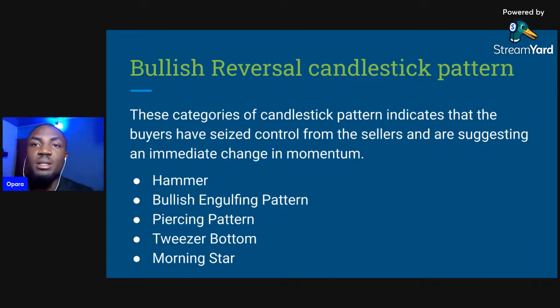Now, there are different types of bullish reversal candlesticks, a lot. I'm just going to give you a few. I won't say much about them because these are things that you need to go and discover yourself, right? But I'm going to give you some guide that can help you understand it better. So we have the hammer, the bullish engulfing pattern, the piercing pattern, the tweezer bottom, and the morning star.